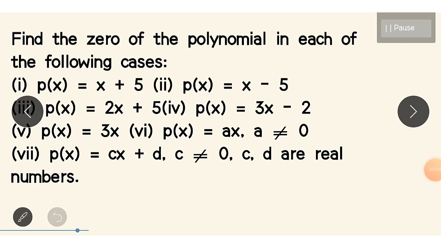In this class we are going to discuss exercise 2.2, fourth problem. Find the zeros of the polynomial in each of the following cases. We have to find the zero of a polynomial for the given polynomial p of x. Here there are 7 problems. Today I am going to cover 4 problems so that the remaining 3 you can try yourself.